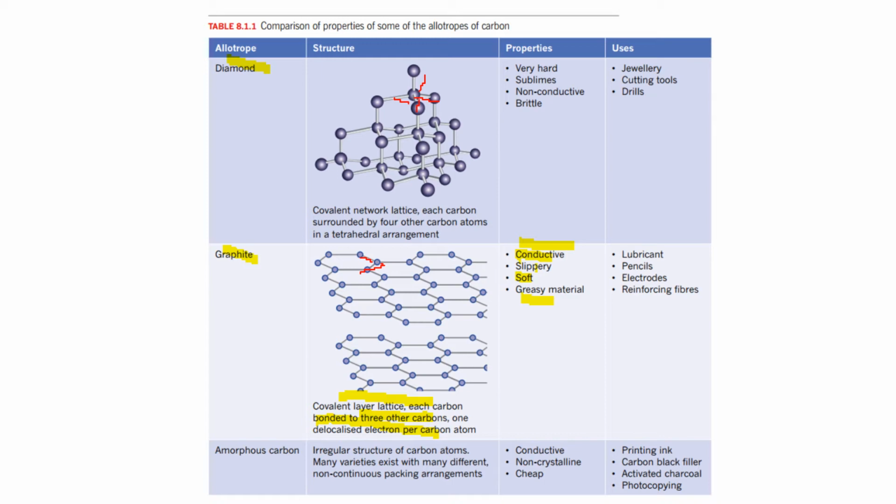If we talk about amorphous carbon, it is shown by the irregular structure of carbon atoms, not of a particular shape. So there are many varieties with many different non-continuous packing arrangements. They are conductive, non-crystalline, and cheap. Printing ink, carbon black filler, activated charcoal, and photocopying use amorphous carbon. Moving on to the next slide.